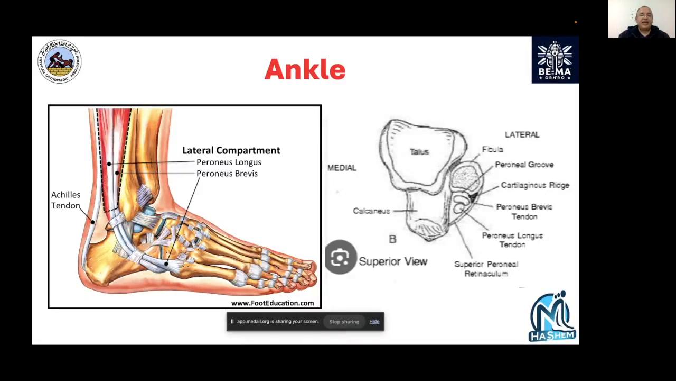البرونيس الانكل وهو في دورسي فليكشن، التيب انت والبرونيس بريفيس ريلاكسد شورتند، فما ينفعش التست بالتست مين؟ بالتست التيب بوست اللي هي اندر تنشن والبرونيس لونجس اللي هي اندر تنشن. لو حطيت الانكل في بلانتر فليكشن فانت كده ريلاكسد التيب بوست وريلاكسد البرونيس لونجس، وبالتالي تقدر تتست فور ذا تيب انت اند فور برونيس بريفيس. وبالتالي ريمبر انه الاثنين اللي بالانسنج تيب انت ويز برونيس بريفيس، تيب بوست ويز برونيس لونجس.